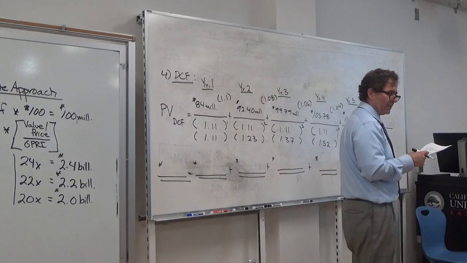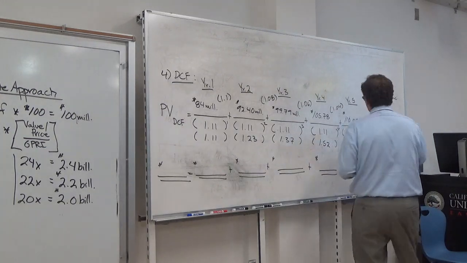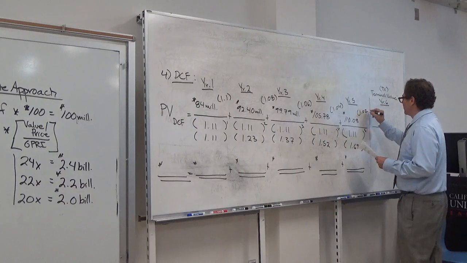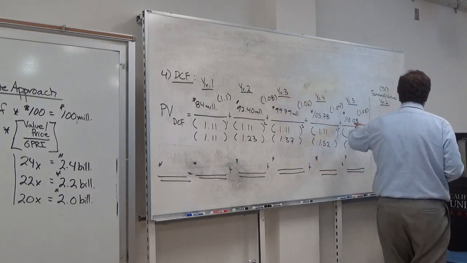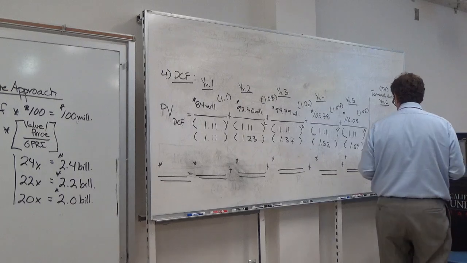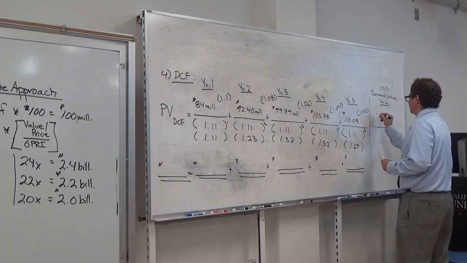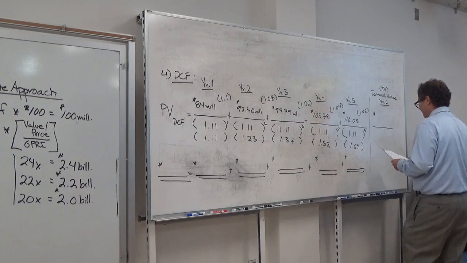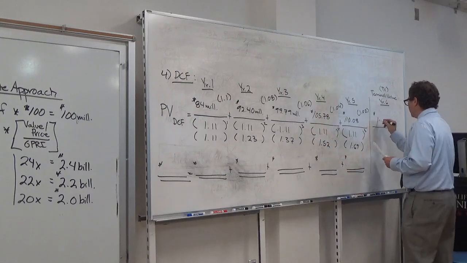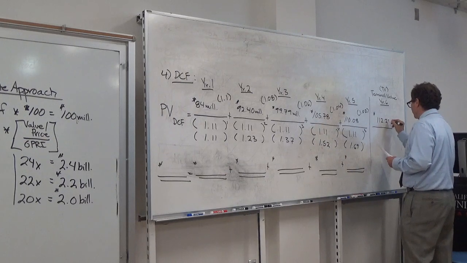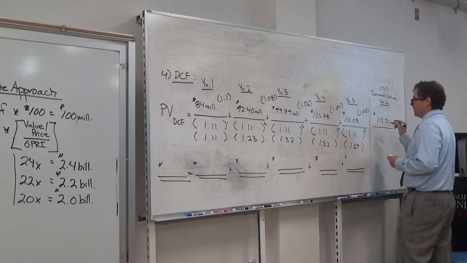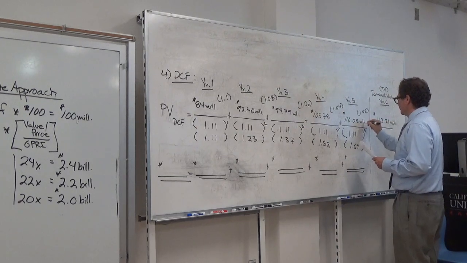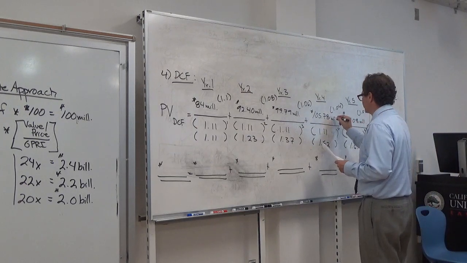How do I get year 6? What's 110.08 times 1.02? 112.21. 112.21 million. Is that right? Okay, now what do we do?